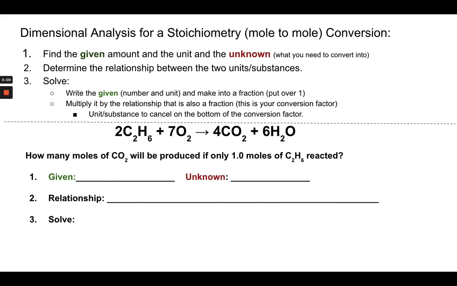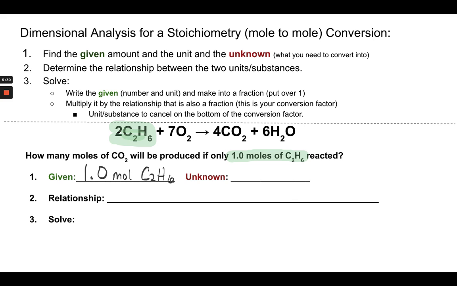The first step is to read the problem and find the given amount and its unit or substance and the unknown. What substance do we want to convert into? How many moles of CO2 will be produced if only 1 mole of C2H6 reacts? You are given 1 mole of C2H6 in this problem, and I've also highlighted it in the balanced equation so we know to use that number.